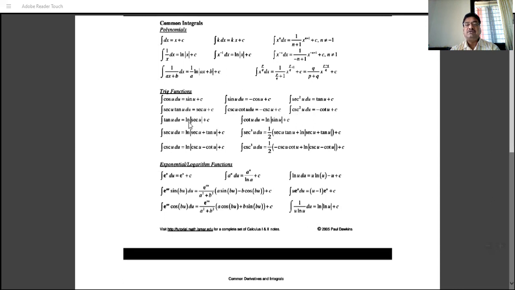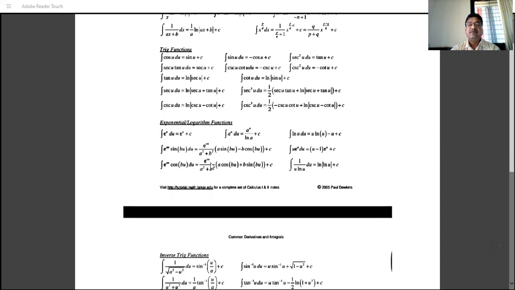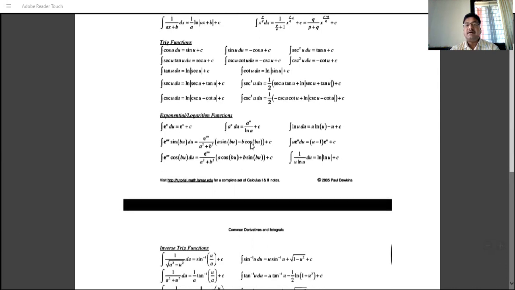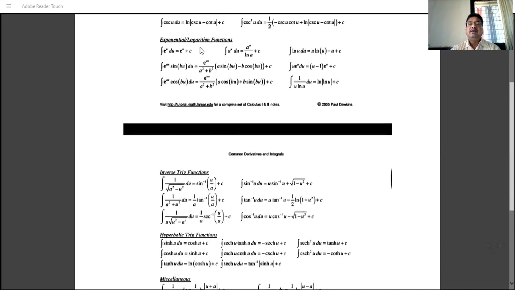Integration of tan u is log sec u. Integration of cot u is log sin u. Integration of sec u is log sec u plus tan u. That is, integration of sec x is log sec x plus tan x. In this way, the other formula: integration of cosec x is what? Log cosec x minus cot x. So remember, integration of e raised to x is itself e raised to x. Integration of a raised to x is a raised to x divided by log a. In the derivative, it is into log a.